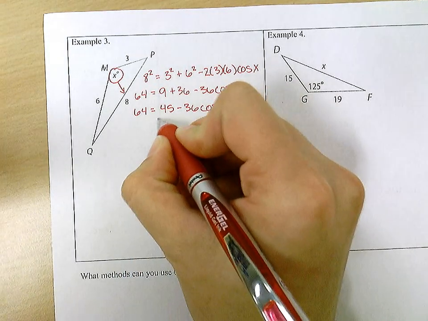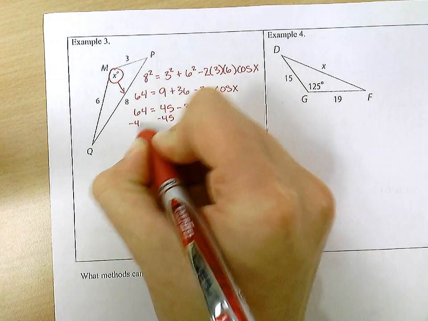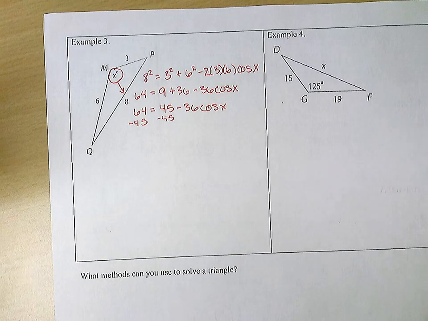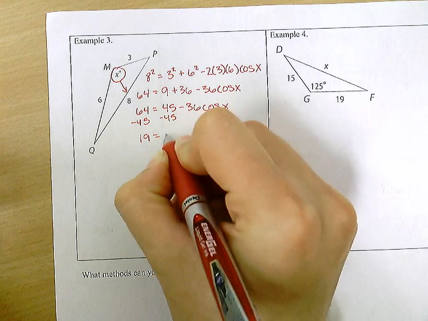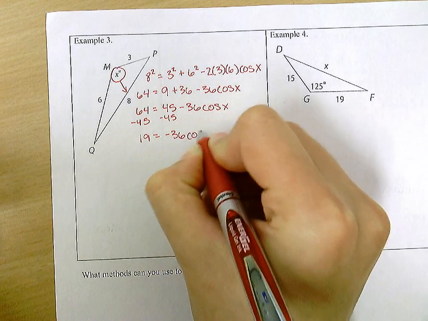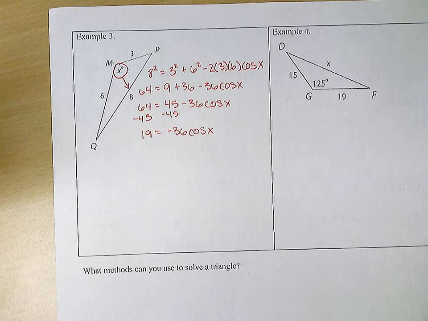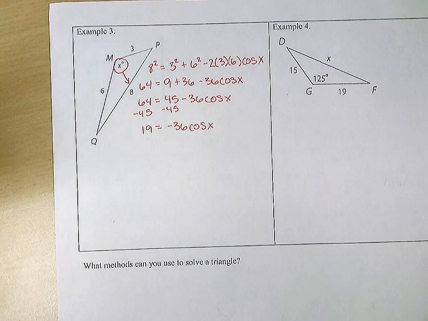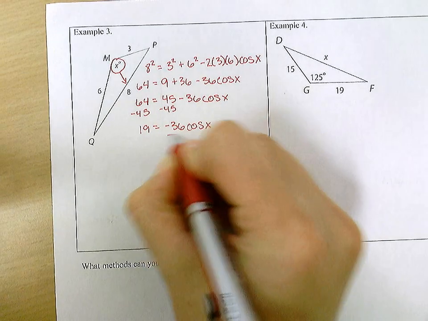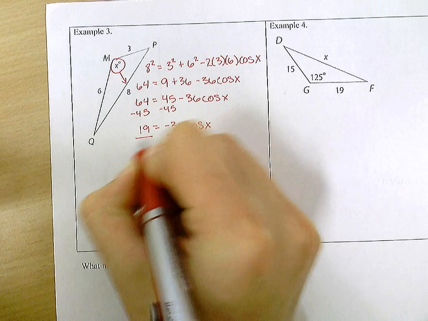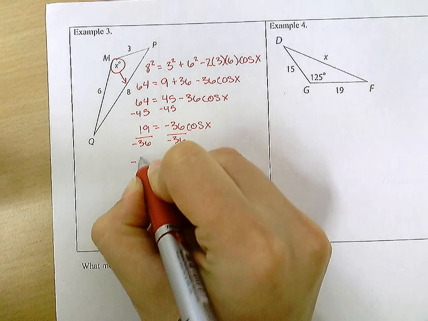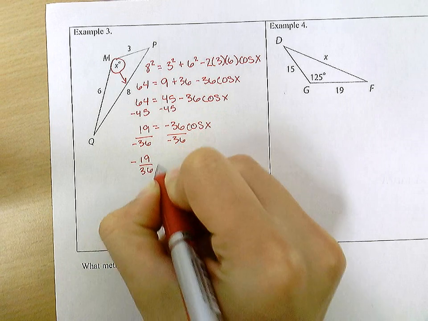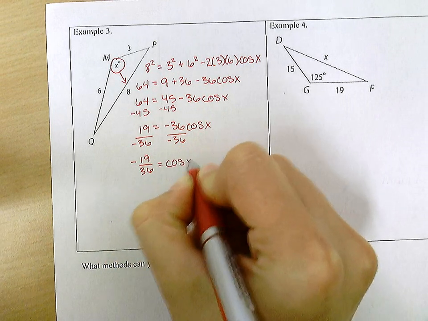From here, I would subtract 45 from both sides. So I have 19 is equal to negative 36 cosine of x. Okay, then I can divide out negative 36. So I have negative 19 over 36 equal to the cosine of x.